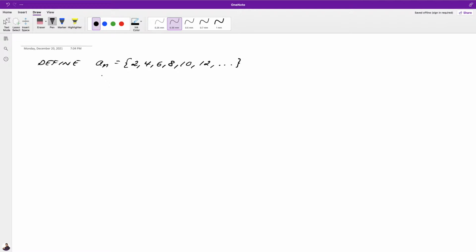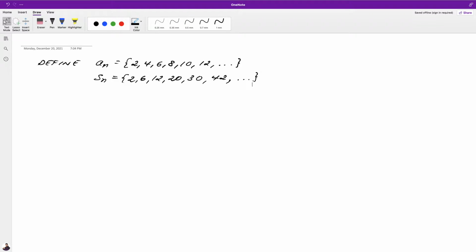And then we want to define S sub n as the sequence of partial sums. So we have 2. We've got 2 plus 4, which is 6. 2 plus 4 plus 6, which is 12. And then plus 8, which is 20. Plus 10, which is 30. Plus 12, which is 42.